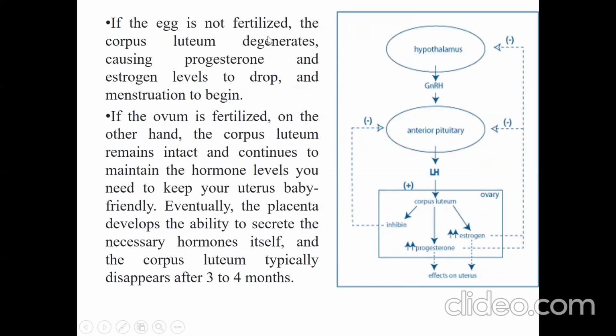If the egg is not fertilized, what happens? The corpus luteum degenerates, causing progesterone and estrogen levels to drop and the menstruation to begin. If the ovum is fertilized, on the other hand, the corpus luteum remains intact and starts to produce more progesterone and estrogen to keep the uterus baby friendly. Eventually, the placenta develops the ability to secrete necessary hormones. So the corpus luteum disappears in 3 to 4 months. This is the picture which shows the narration here.